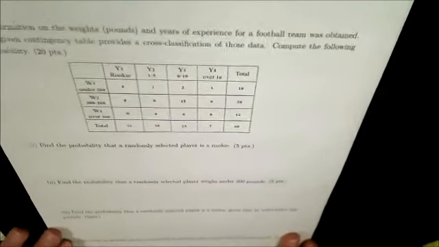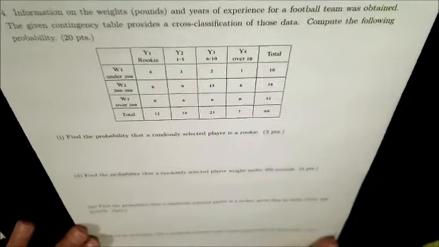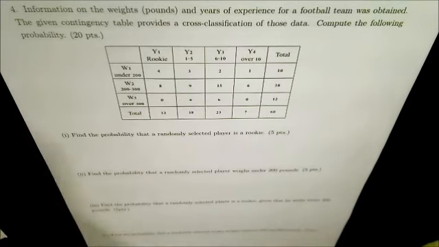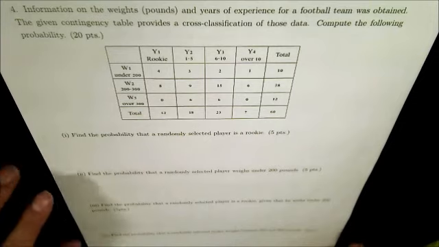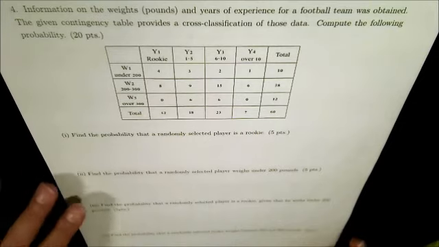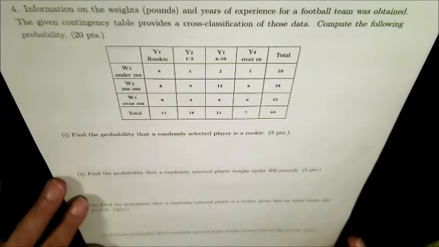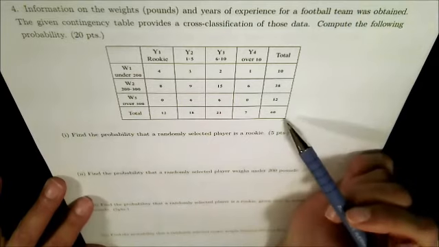Let's see, here we have problem number 4. Okay. Information on the weight and years of experience for a football team was obtained. The given contingency table provides a cross-classification of those data. Compute the following probability. So we have this table.